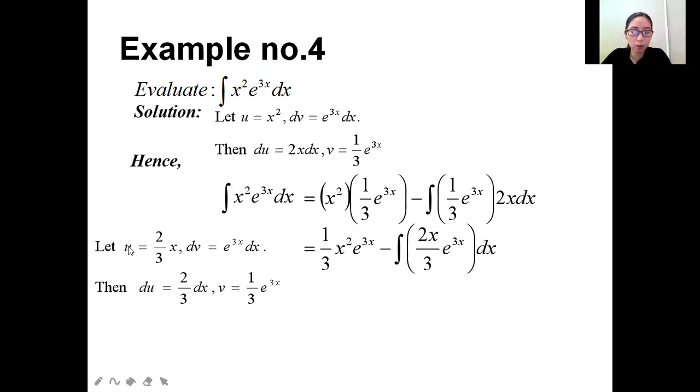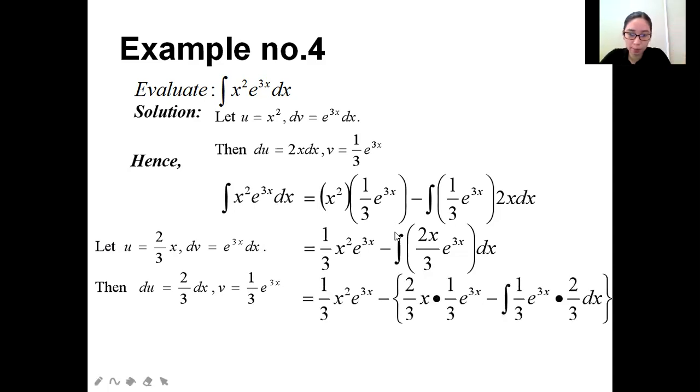So, we now let u be equal to 2/3 x. Our dv is now e to the power of 3x dx. So, du, or the derivative of u, is 2/3 dx, okay? And the integral of e to the power of 3x is 1/3 e to the power of 3x. So, another IBP is needed in this part. So, let's rewrite it using these substitutions. We substitute it into our given.